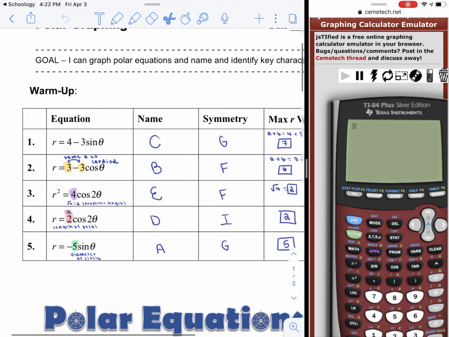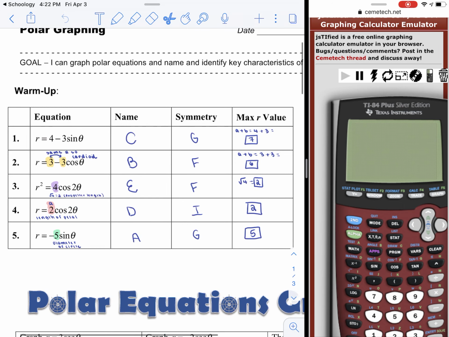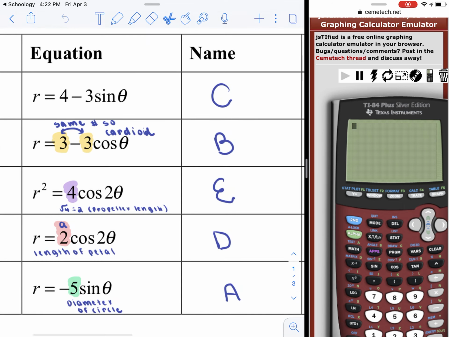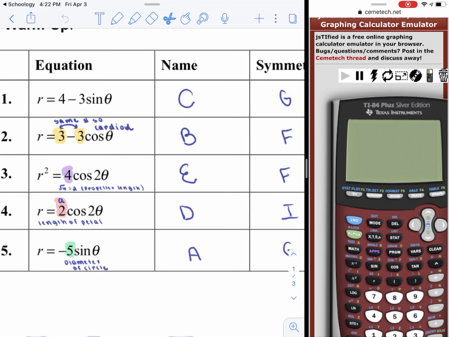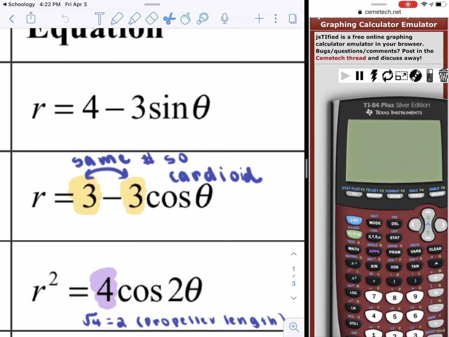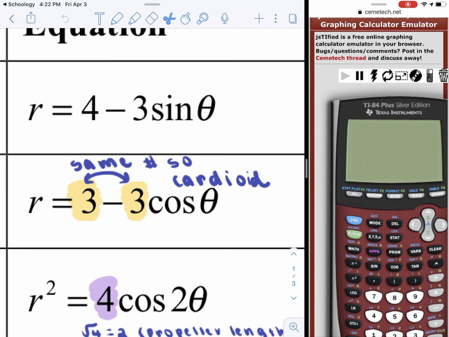So from there, you were asked to discuss the symmetry. One thing I want to bring up is this idea of the symmetry with sine being the y-axis and with cosine being the x-axis. But keep in mind that these can have more than one type of symmetry depending on the shape that we're looking at and how it is centered about the origin, or in this case, we call that the pole.